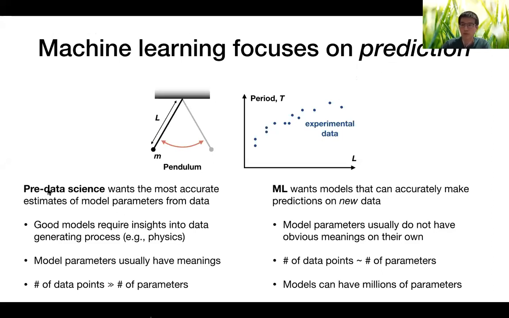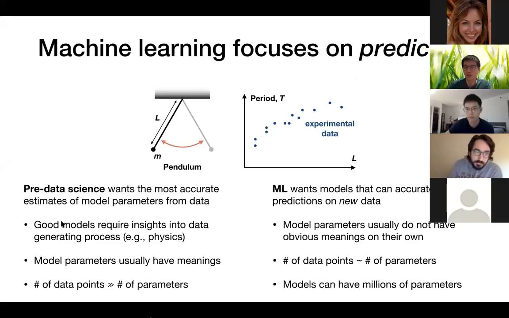What we would call pre-data science is how we usually did physics in the past, where we try to capture the model parameters using the data. If you want to do a good estimation, you need a good model, which requires insight into how these data are generated. In this case, you would need to know physics in order to come up with the formula in the previous page. And the parameters that we try to estimate usually have meanings, in this case the gravitational acceleration. Also in the pre-data science paradigm, the number of data points is usually much greater than the number of parameters in the model, which is approximately of order 1.